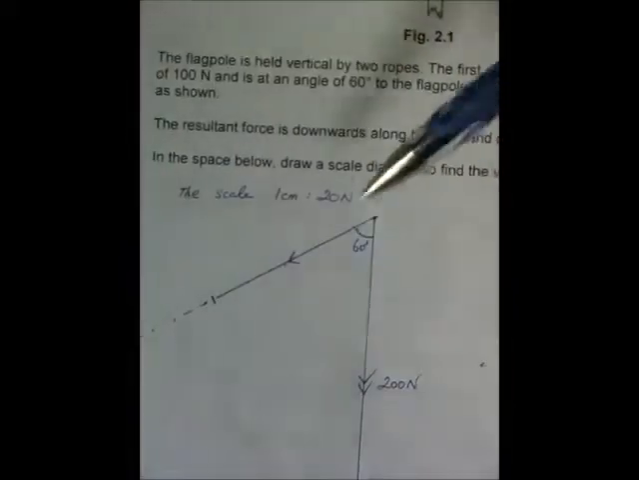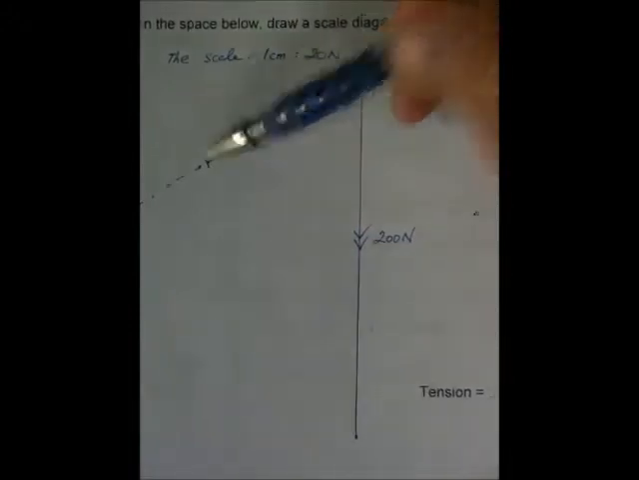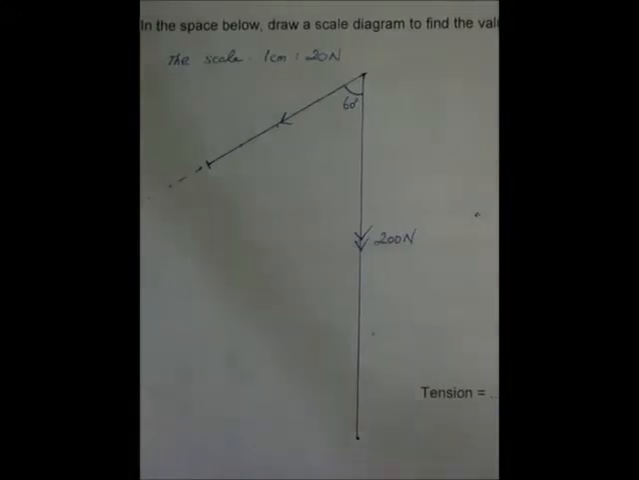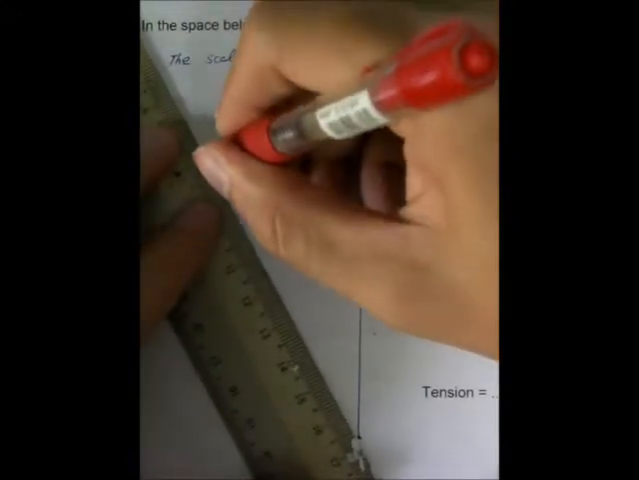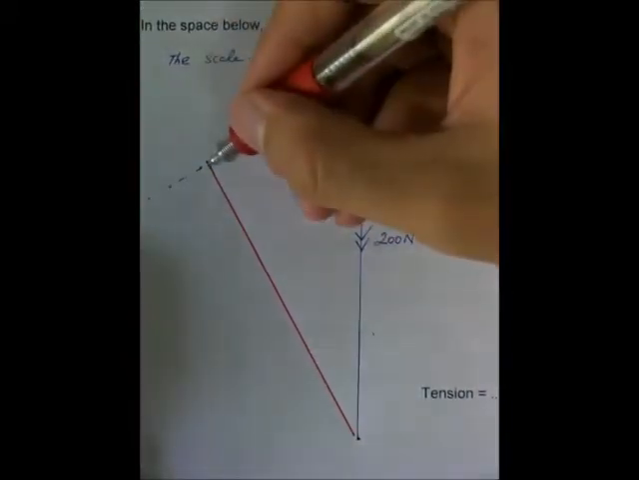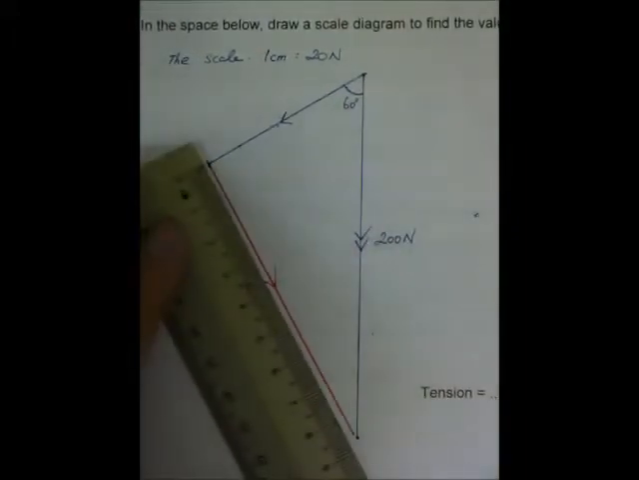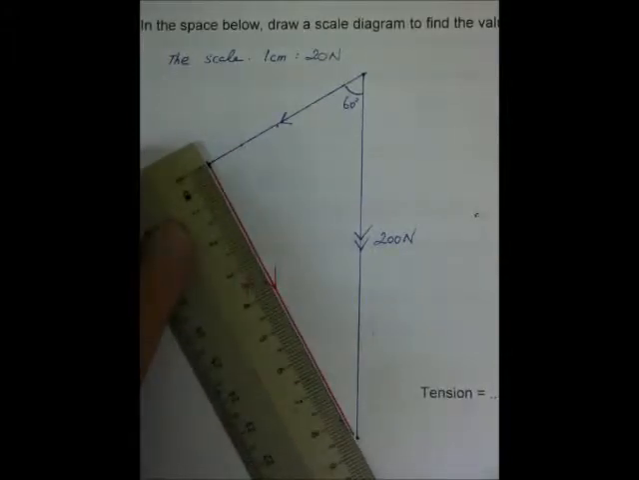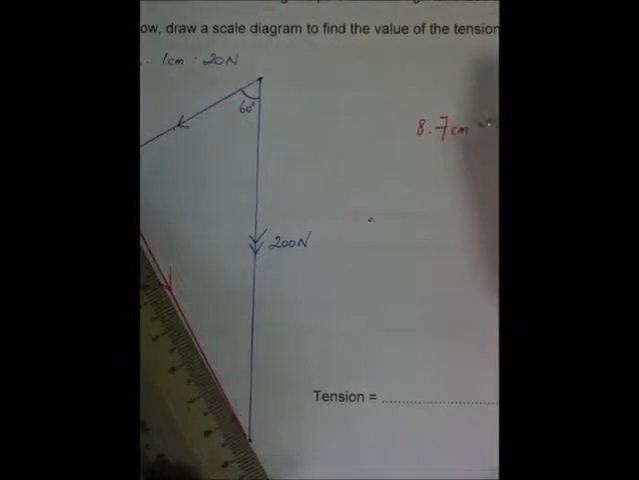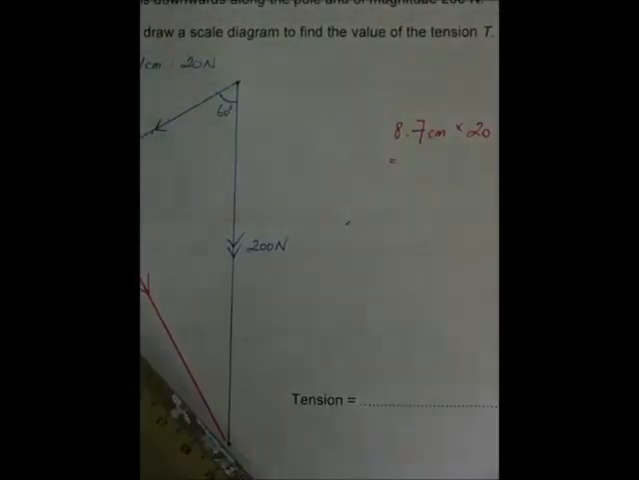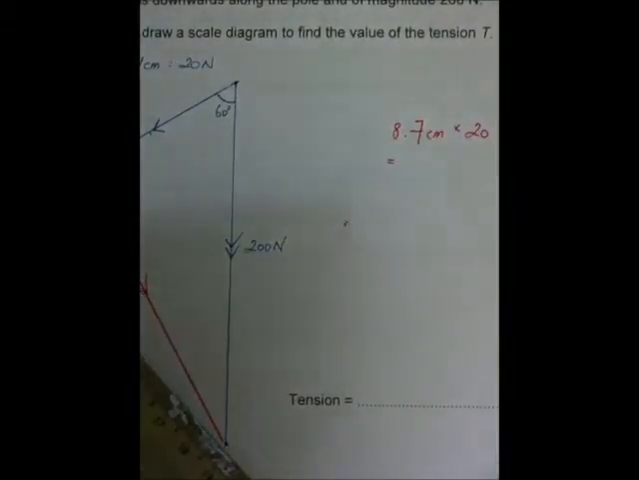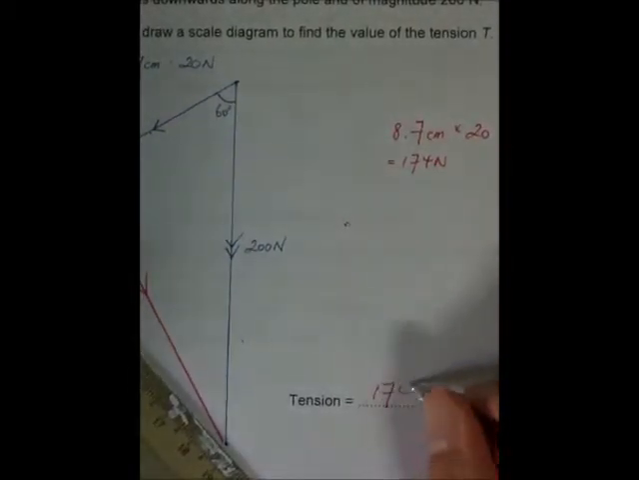I'm going to use the tail to head method. So if you look at this, this is the tail, this is the head. In order to produce this resultant force, this means that I will definitely need another force vector that is going this way. So tail to head, tail to head. So this red color arrow would be my tension. So what I need to do is that I need to measure its length. Its length is about 8.7 cm. So 8.7 times 20, this will be 174 Newton. So I write it down here, 174 Newton.